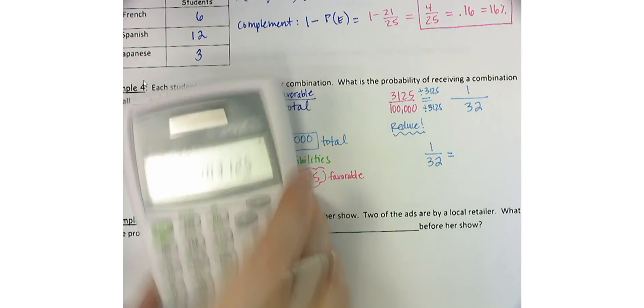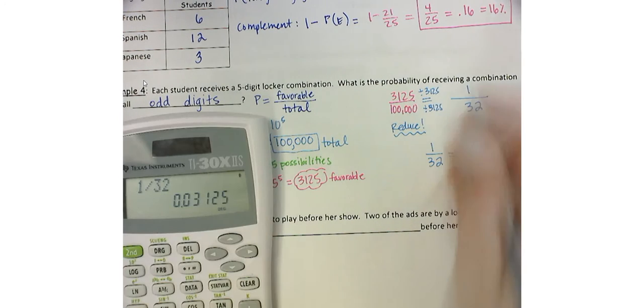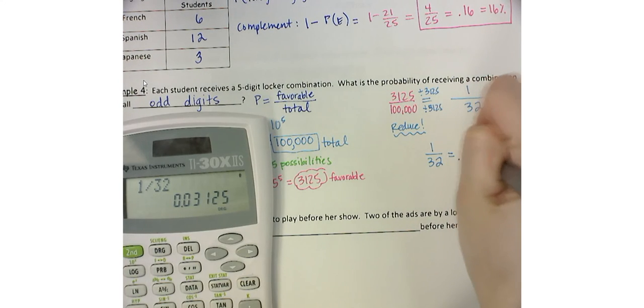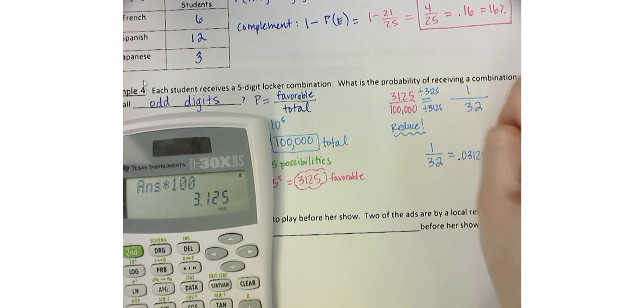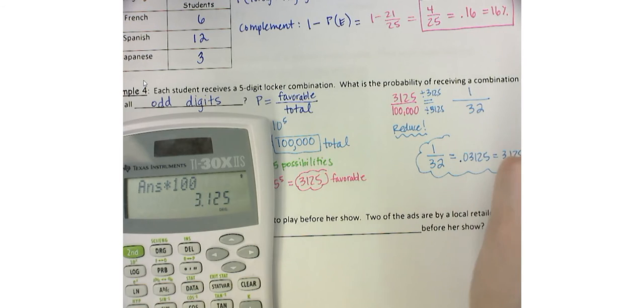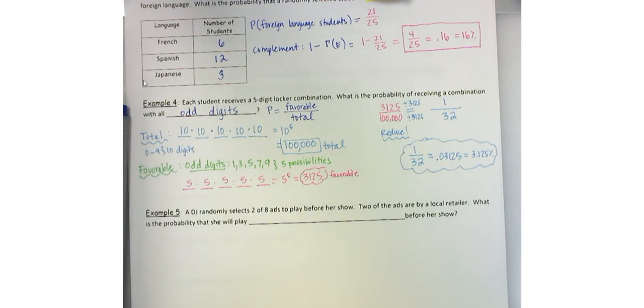All right. For example 5, we have a DJ, and she selects 2 out of 8 ads to play before her show. 2 of the ads are by a local retailer. What is the probability that she will play both of the retailer's ads before her show?